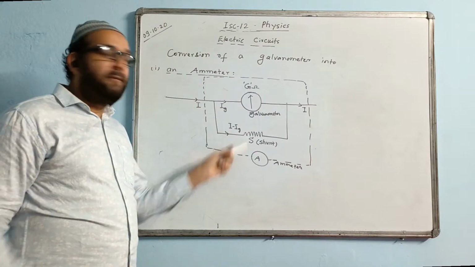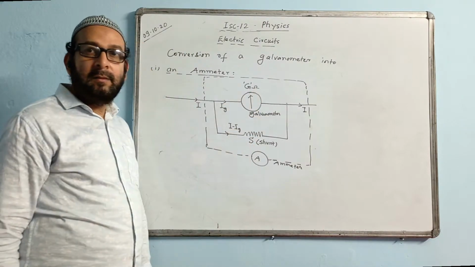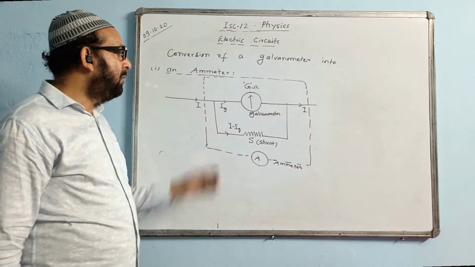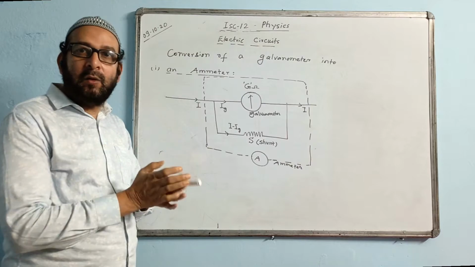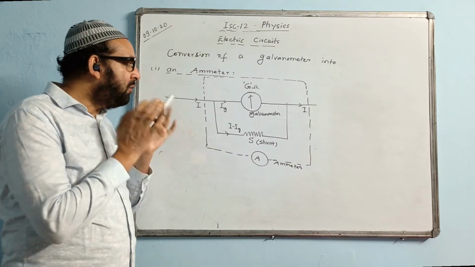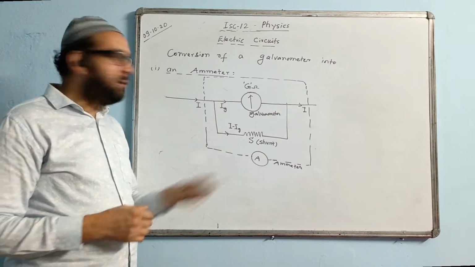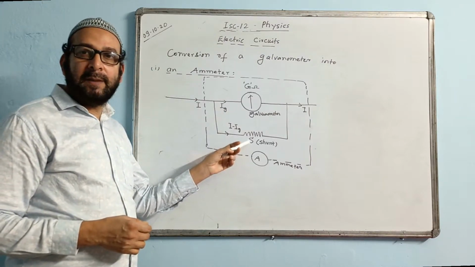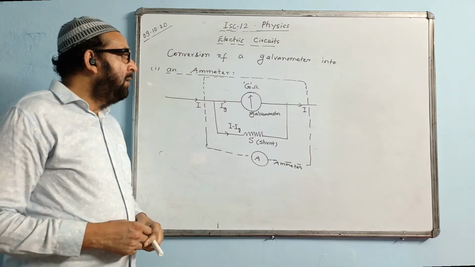So now the very low resistance wire which is connected in parallel to a galvanometer, in order to make the resistance of the circuit very low, and in order to prevent the damage or burning of the galvanometer, is called a shunt, denoted by S. Shunt, S-H-U-N-T. I have written it already here.